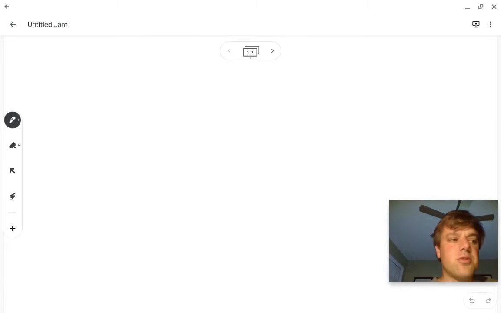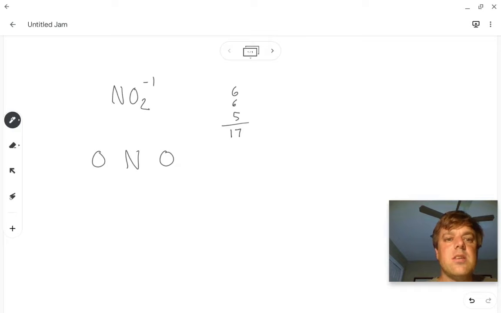So let's go back to a problem that we had on yesterday's worksheet, which was the NO2 minus 1 molecule, where when you drew it, it kind of looks like this. We've got 6 electrons on each of our oxygens, 5 for the nitrogen. That's 6 plus 6 plus 5, which adds up to 17. Then we also have that extra electron for the -1 charge.